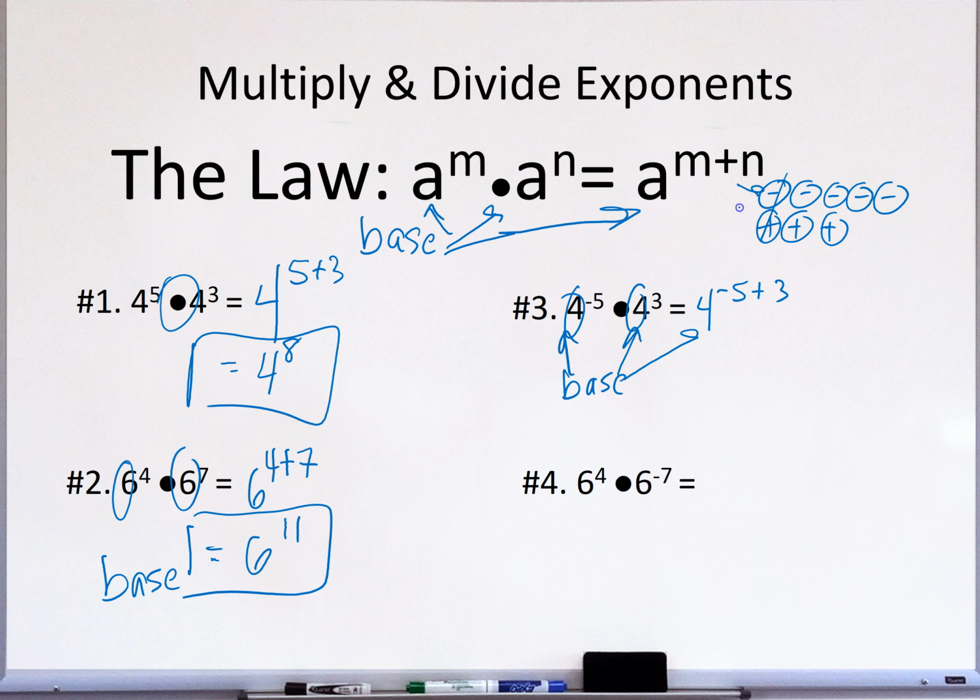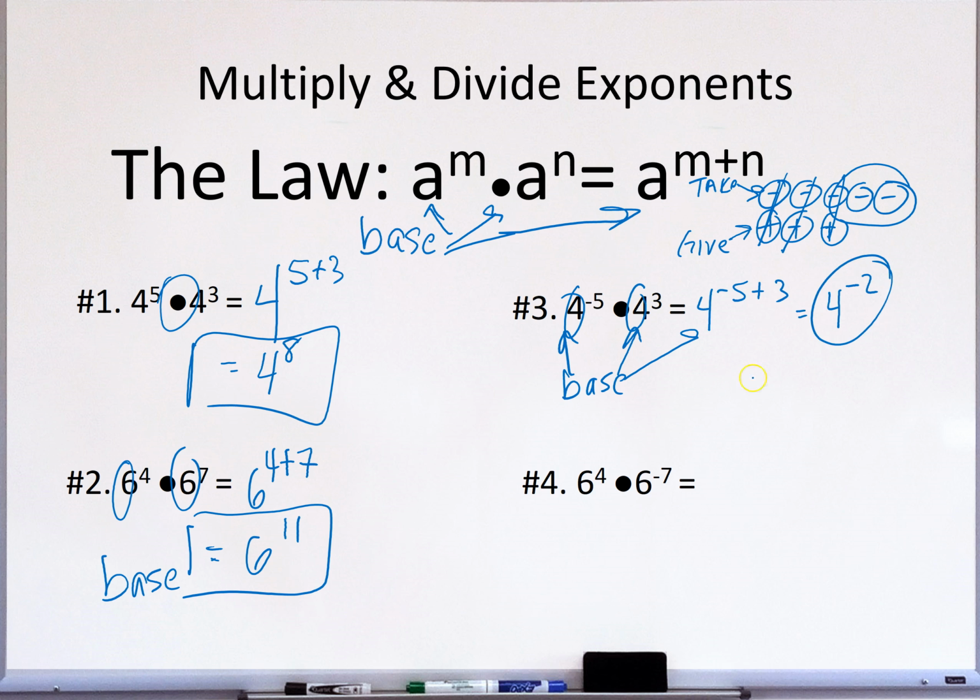It's like I give you a dollar, I give you a dollar, then I take it away. Then you end up with nothing. So this cancels that, this cancels that, this cancels that. All I have left is negative 2. So my answer here is 4 to the power of negative 2.